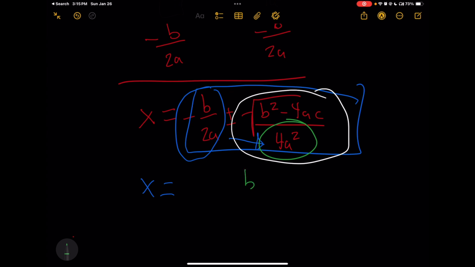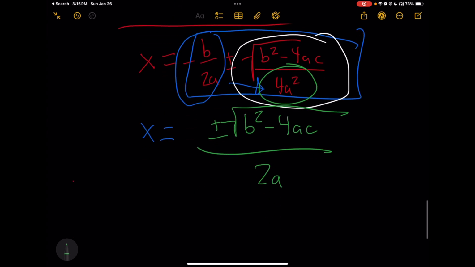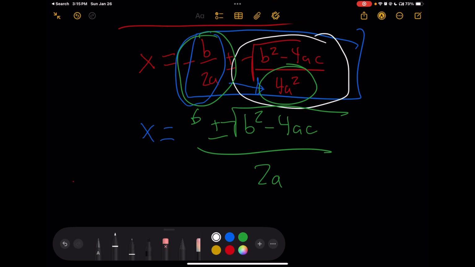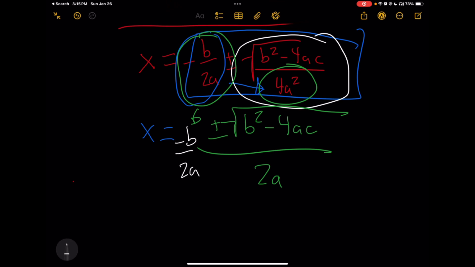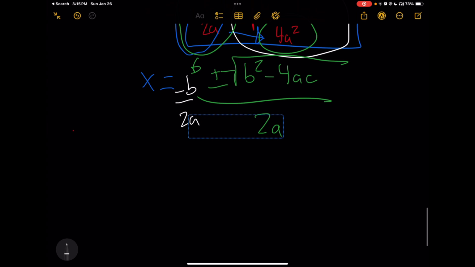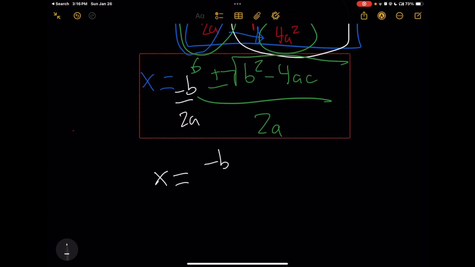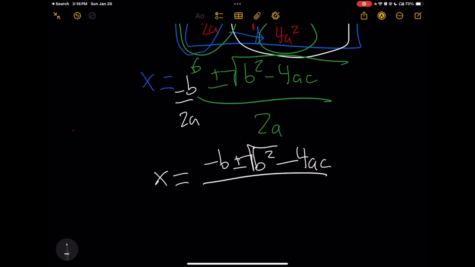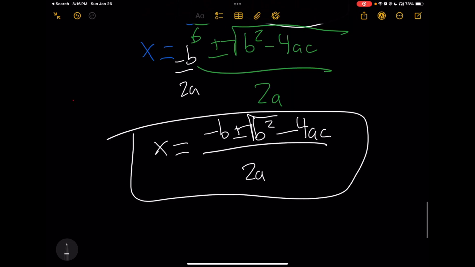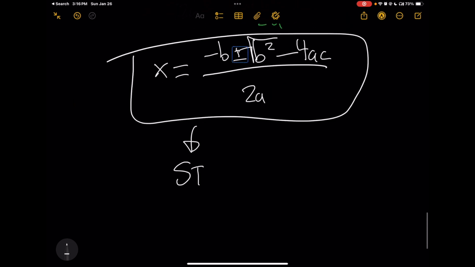So now it will be the square root of b squared minus 4ac, plus or minus, over 2a. And now this 2a is not part of the square root, so we can add this back in. So if I have negative b over 2a plus or minus this, then if I simplify further, I'm going to get negative b plus or minus the square root of b squared minus 4ac all over 2a. And that is why this works. And this is for standard form.